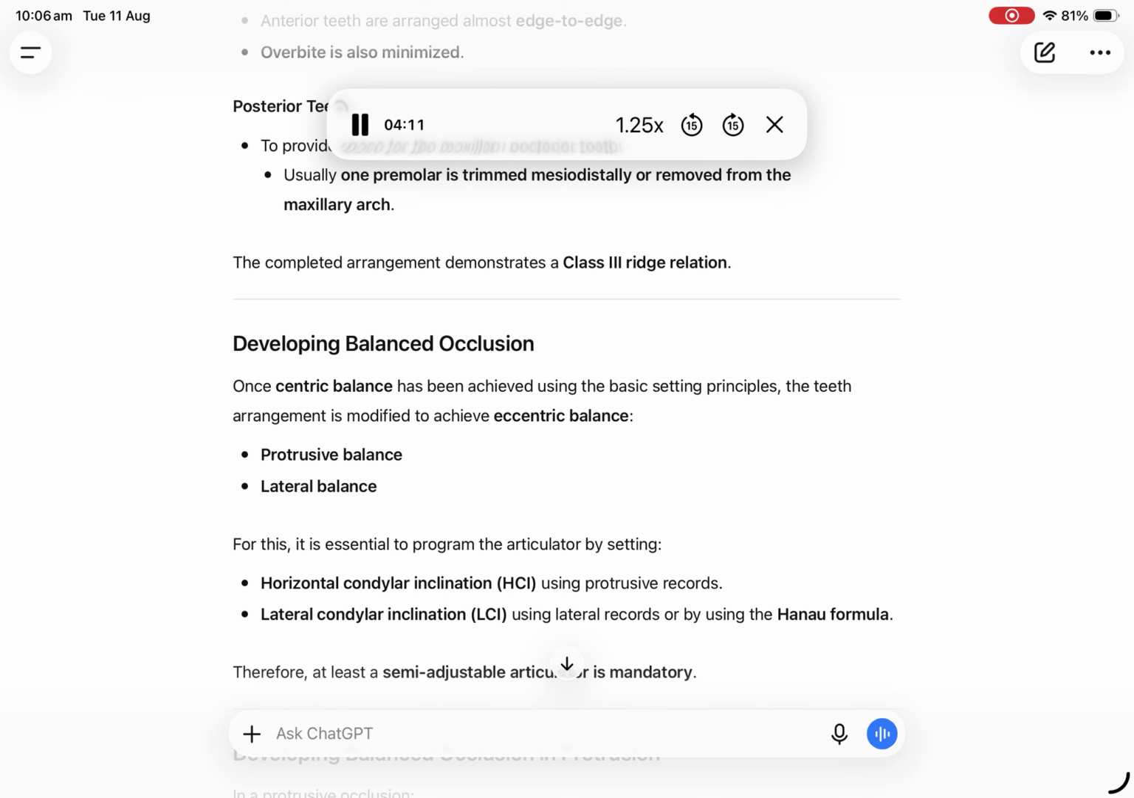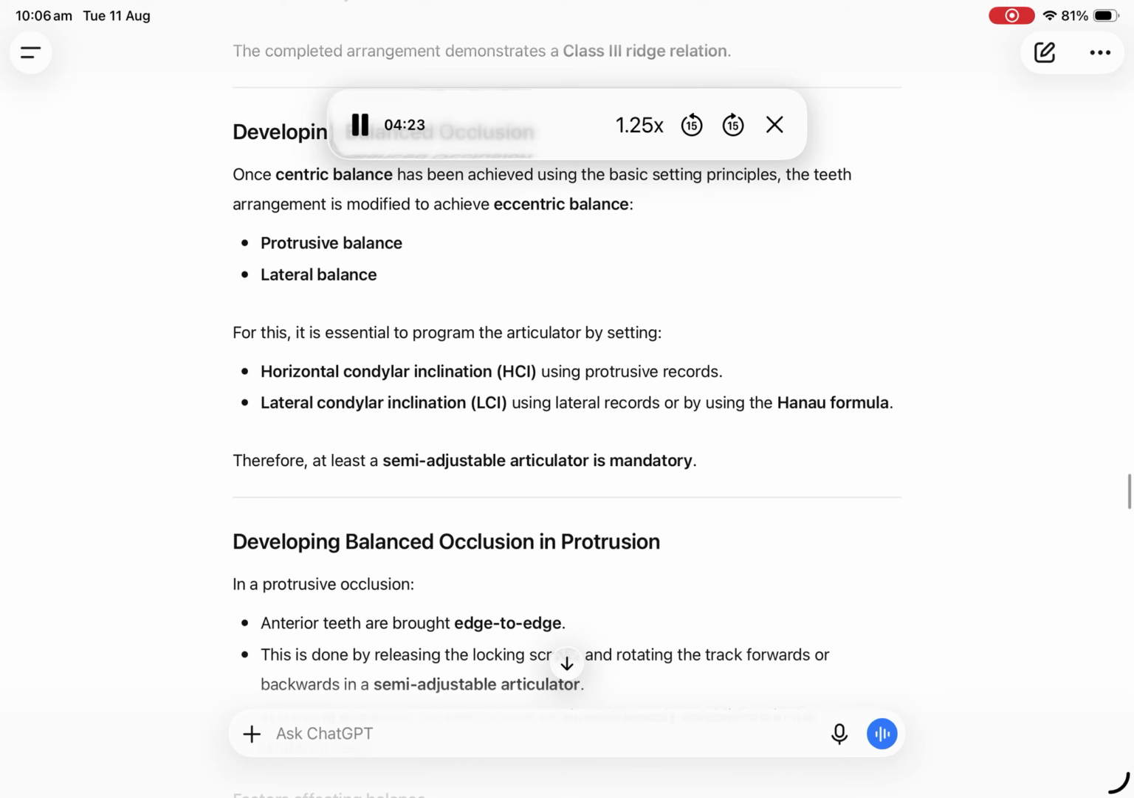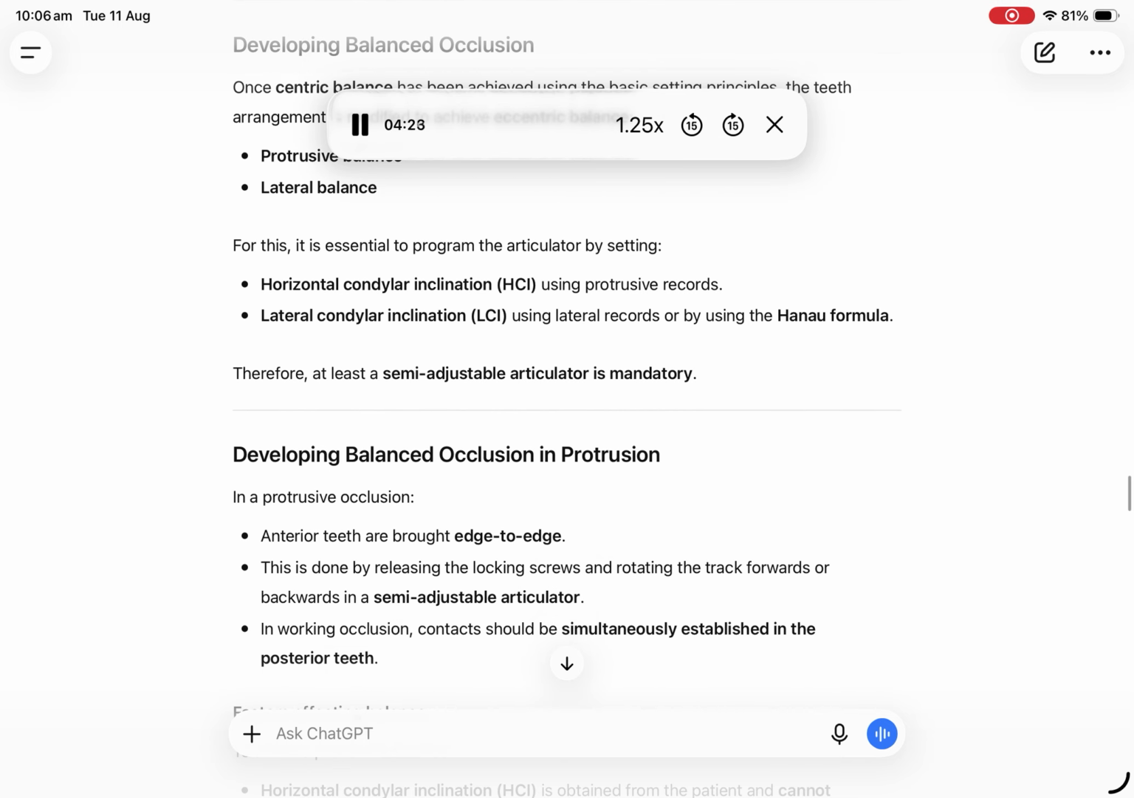Developing balanced occlusion. Once centric balance has been achieved using the basic setting principles, the teeth arrangement is modified to achieve eccentric balance, protrusive balance, lateral balance. For this, it is essential to program the articulator by setting horizontal condylar inclination, HCI, using protrusive records, lateral condylar inclination, LCI, using lateral records, or by using the Hanau formula. Therefore, at least a semi-adjustable articulator is mandatory.